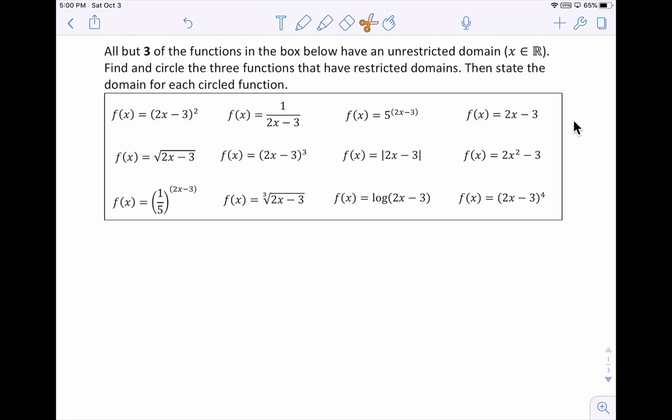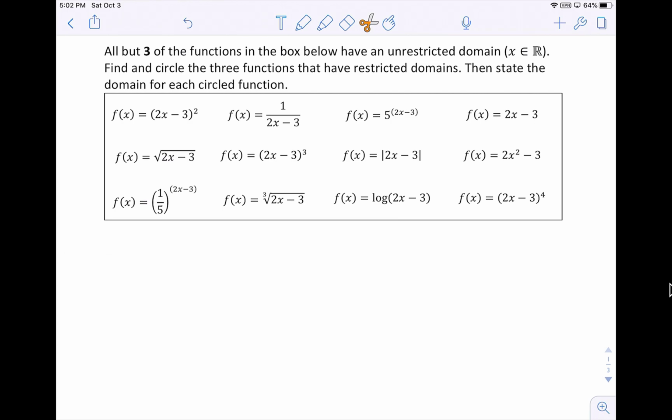Once you've identified them, use the space below to try to actually find the domain of those 3 functions. The other ones all have domain all reals, but 3 of the ones in this box have restrictions on the domain. So take a few minutes, pause the video, see if you can first identify the 3 functions and then find the domain of those functions. And when you're ready for either feedback or more guidance, you can go ahead and restart this video.